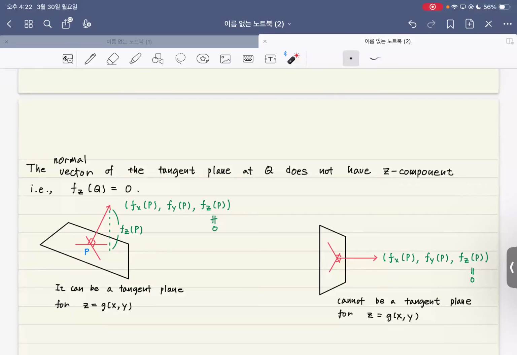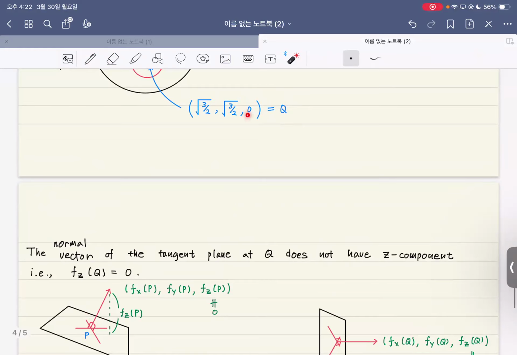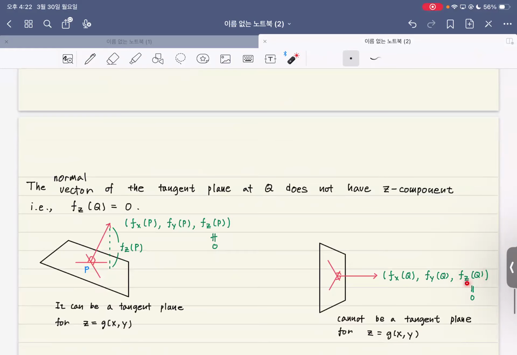Sorry, I messed up. This is not P. This should be Q. And at point Q, the last component of this normal direction equals 0. So this cannot be a tangent plane for a graph of any two-variable function.